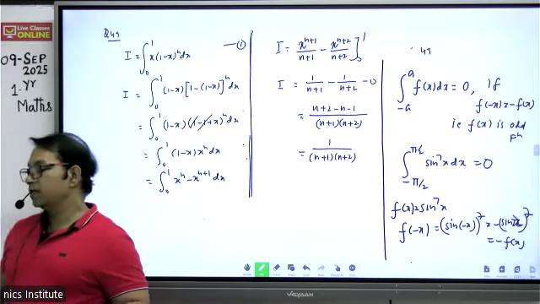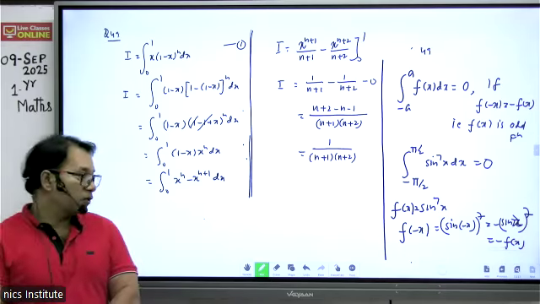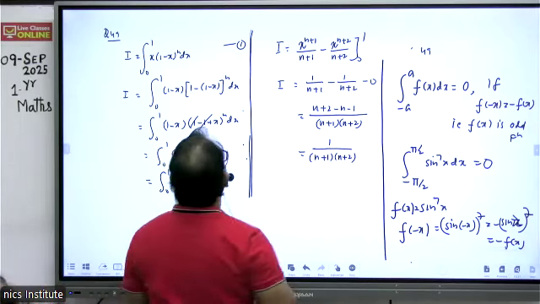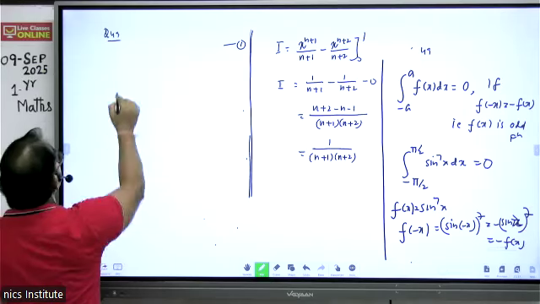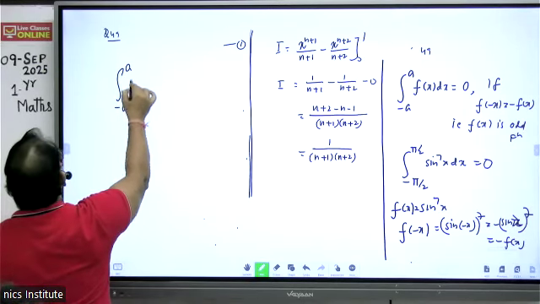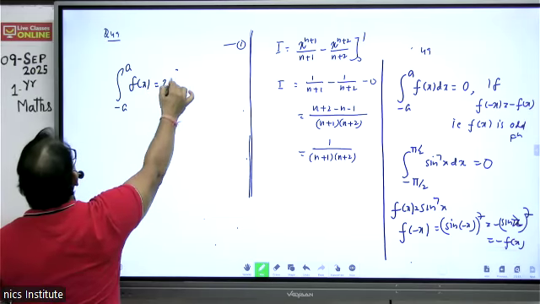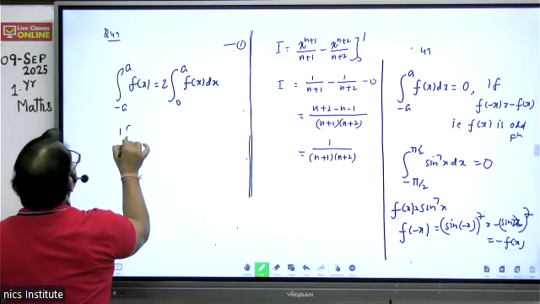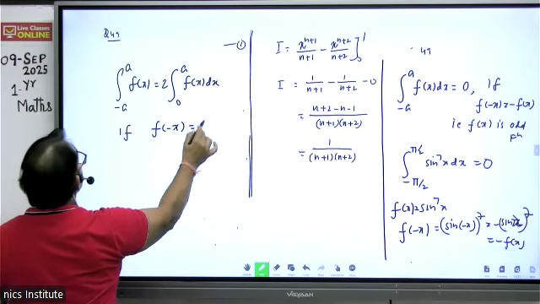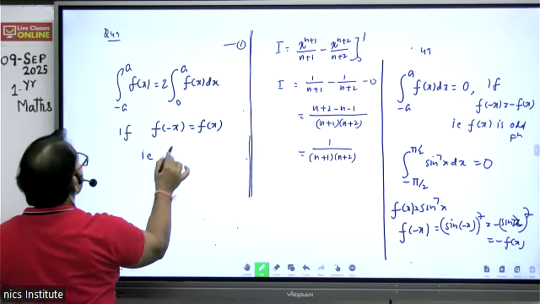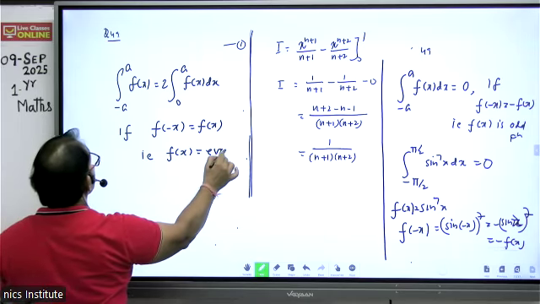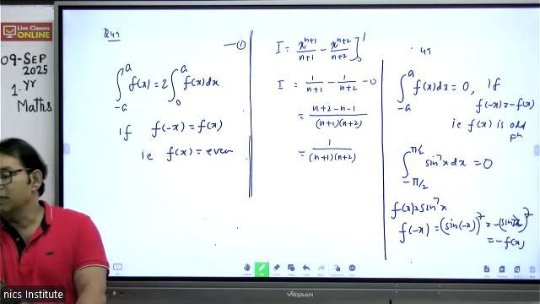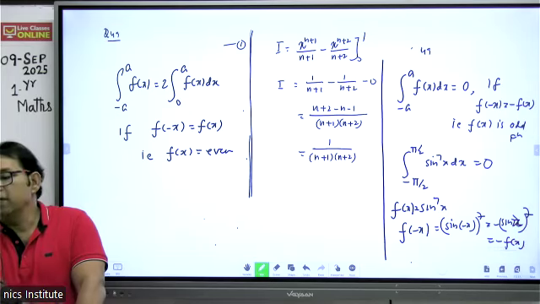But if it's sine square x, sine square won't be an odd function. Sine to the power 4x will be an even function. Now what if the function is even? Integral minus a to a f of x dx will be twice 0 to a fx dx, if f of minus x is fx, that is, fx is an even function. X square, cos x, modulus x, all these are even functions.